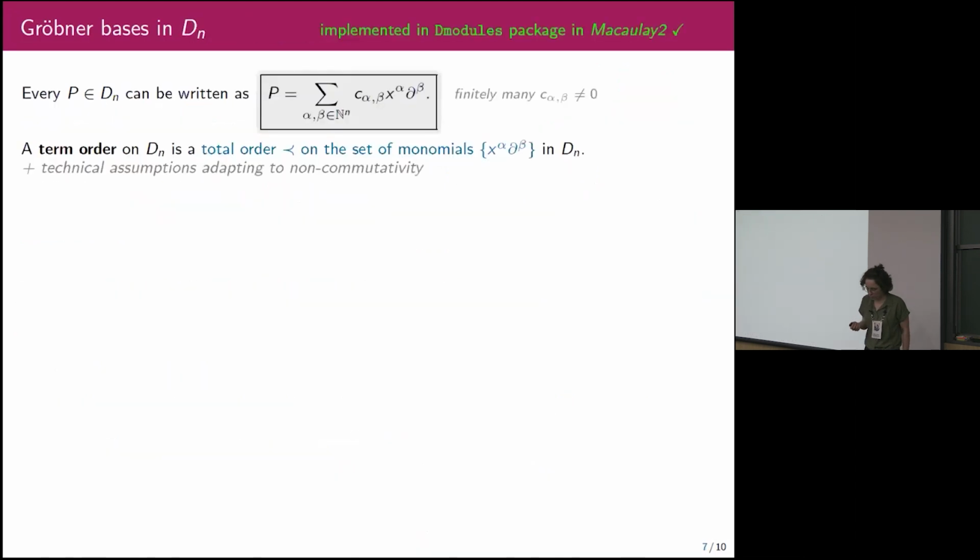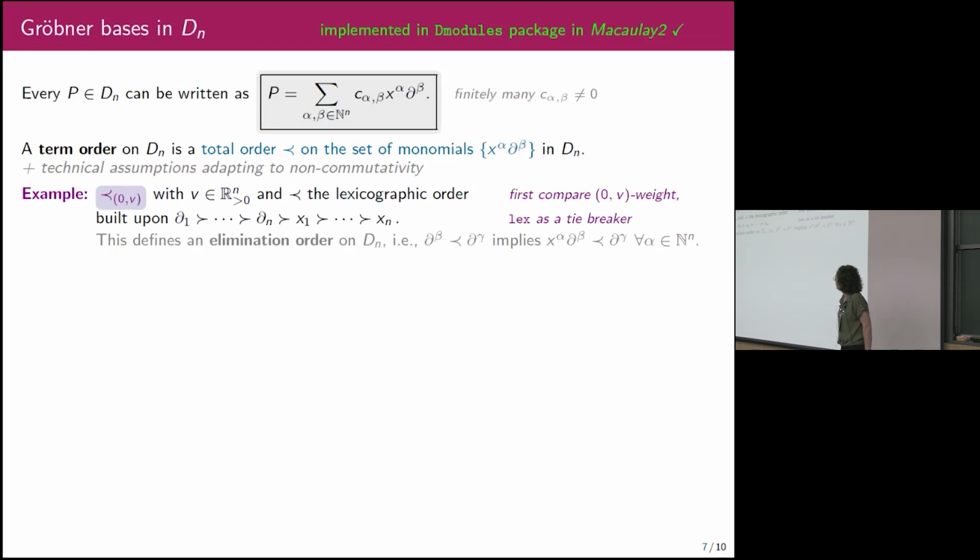There's also a counterpart of Gröbner bases in the Weil algebra. So we will write each of our differential operators in this form. And we will also need to choose a term order in the Weil algebra. The monomials that we now consider are of this form, x to some power, d to some power. And a term order is a total order on this set, together with some technical assumptions, adapting to the non-commutativity and making Buchberger's algorithm and so on work.